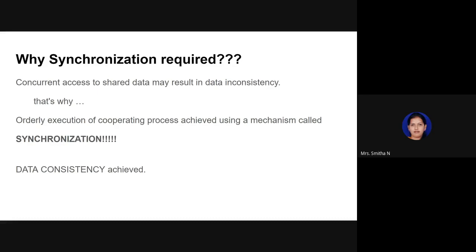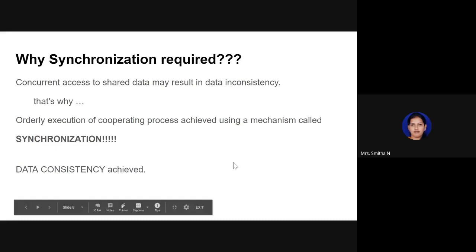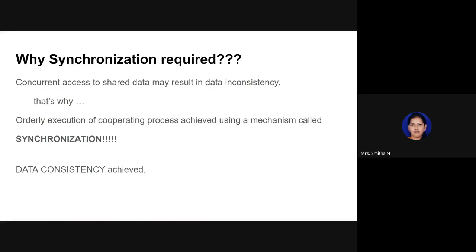Why we need synchronization? Because we have a system where we have cooperative processes. When we have cooperative processes, they tend to execute concurrently, resulting in data inconsistency. When we end up with the data inconsistency and the race condition, you have to have a solution to orderly execute your cooperative processes. That mechanism is called synchronization.